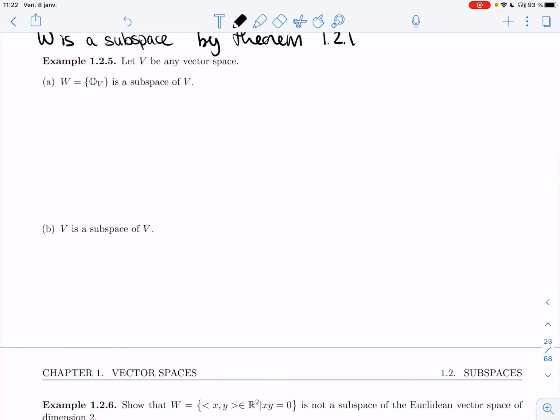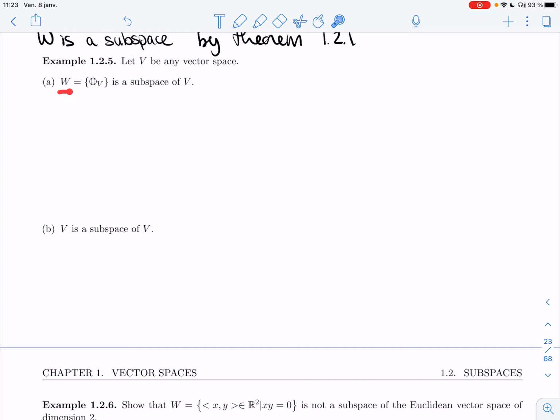In the last three examples, we looked at a specific vector space. We looked at vectors, we looked at matrices, and we looked at functions and proved that a subset of each one was a vector space on its own by proving it's a subspace of the bigger one. Now, in this example, we'll be starting with an abstract vector space. We don't know anything about V except the fact that it is a vector space. And I'll prove that it has two subspaces at least.